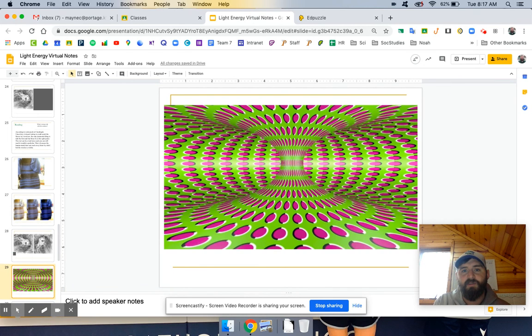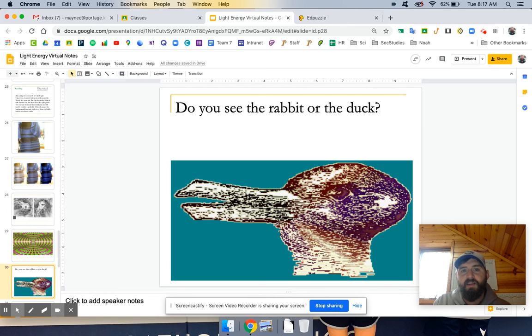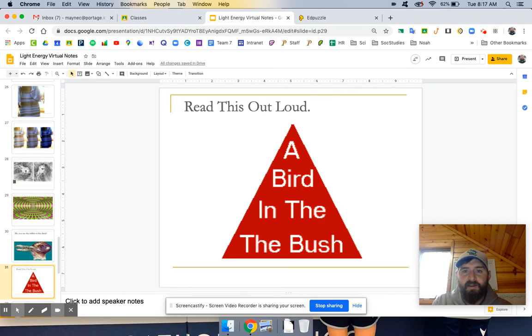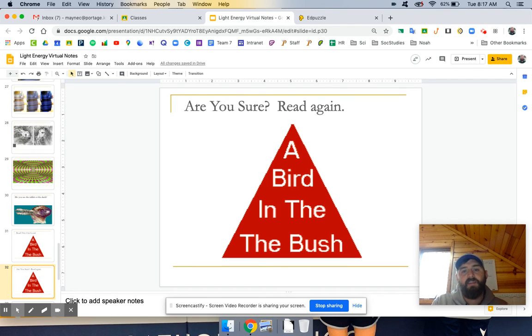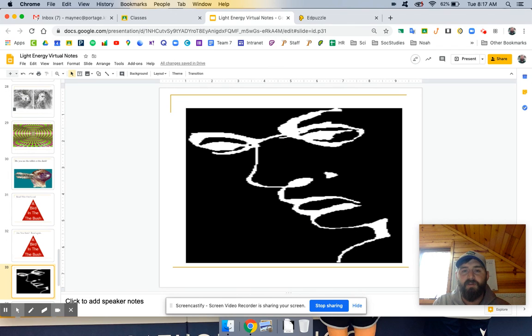And then there's this one as far as moving. Okay, do you see a rabbit or a duck? This one I really like. This one took me a little while, to be honest with you. So read this one out loud and then read it out loud again, and then really take your time and go through each word to see if maybe you messed up.